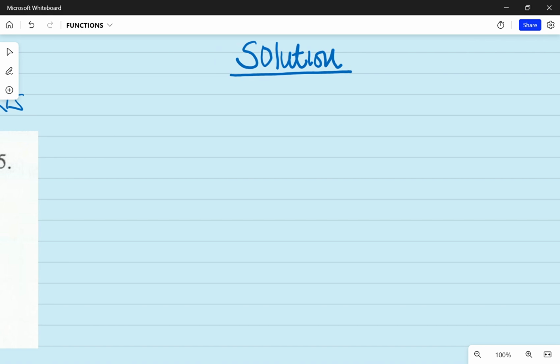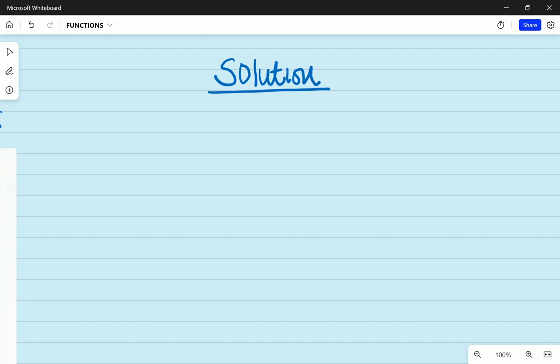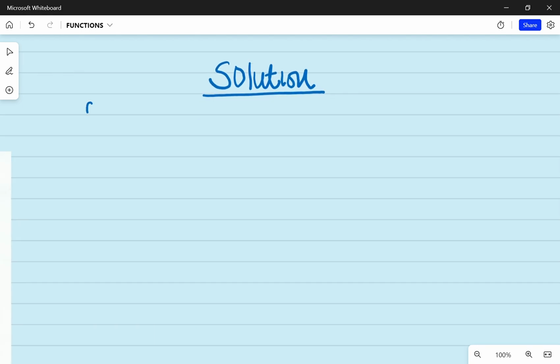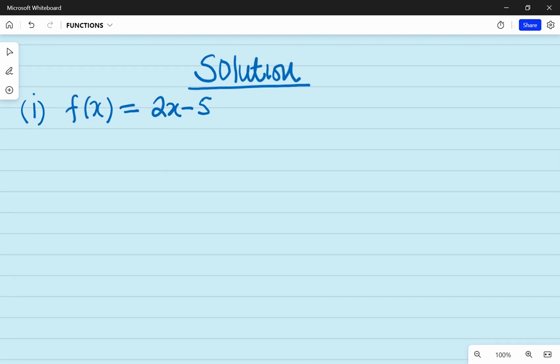The given function that has been given to us is f of x equal to 2x minus 5. So 1, we have to find f inverse of x. So let's just name this as 1. So f inverse of x is what we have to find.